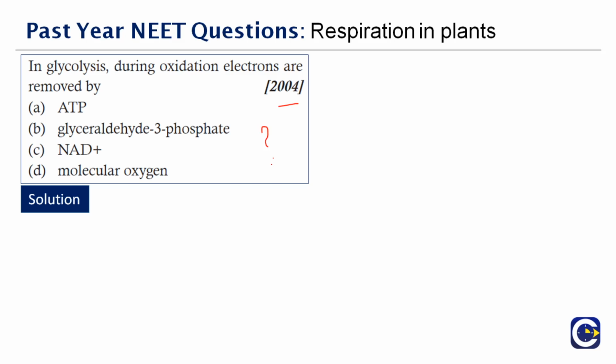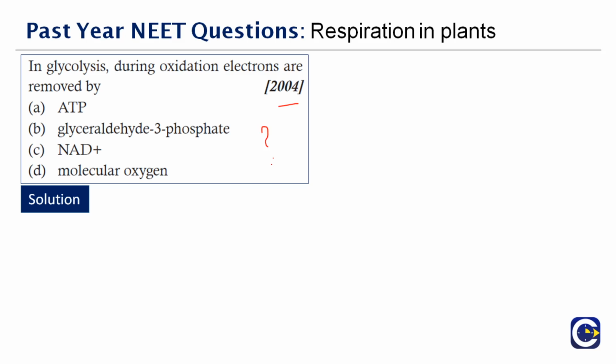So you are given 4 options here. ATP cannot be the answer because that is the end product of glycolysis, so that will not remove the electrons. Glyceraldehyde 3-phosphate, molecular oxygen. Once again, oxygen is not responsible for the removal of electrons. Even during oxidation, oxygen necessarily should not be there. Therefore, molecular oxygen is also eliminated from the options. Now you have only 2 options left: glyceraldehyde 3-phosphate and NAD+. Out of the 2 options, the correct answer is NAD+.